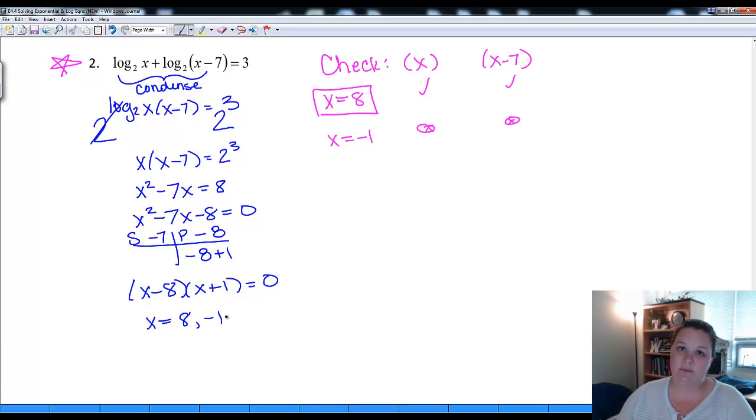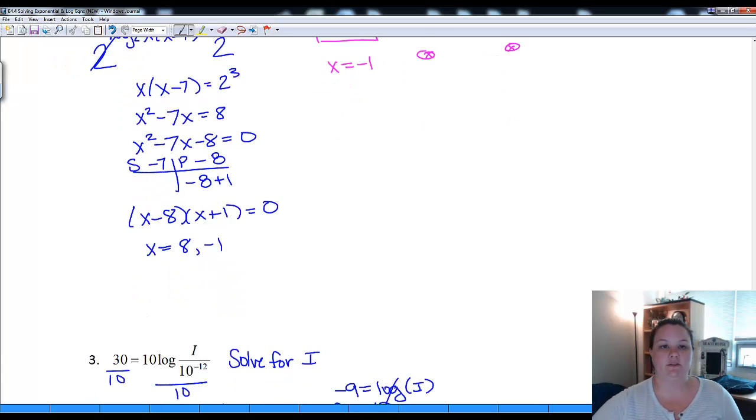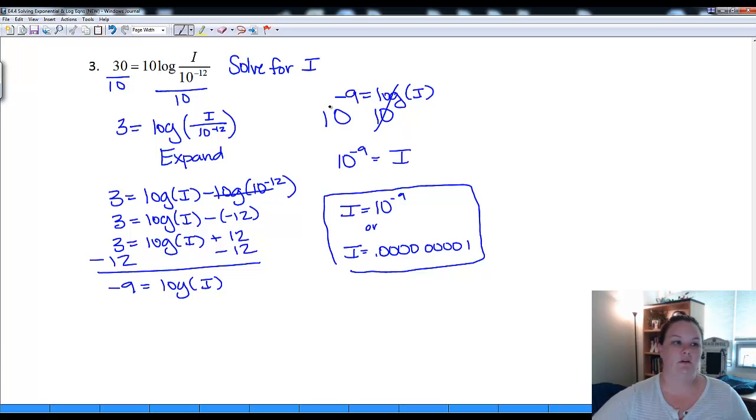Make sure you check them in your inside values. Negative 1 does not check out. Positive 8 works, so that's our only solution. Okay, let's look at the third and final one. On this one, this is tricky.